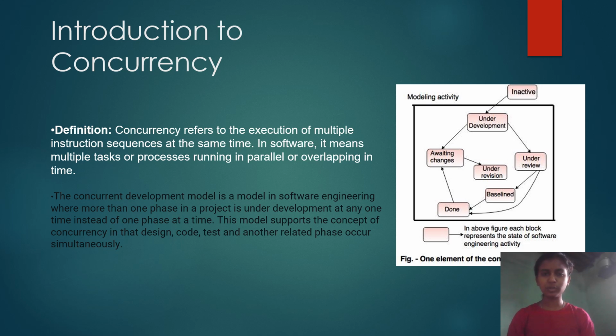When we come to the model, the concurrent model is a model in software engineering where more than one phase in a project is under development at any one time instead of one phase at a time. This model supports the concept of concurrency in that design, code, test, and other related phases occur simultaneously.